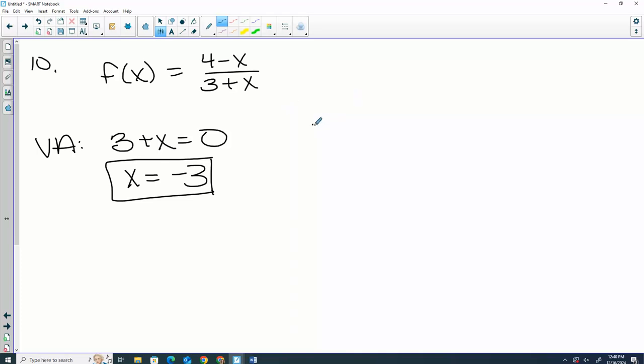To find horizontal, we did the limit as you approach positive infinity and negative infinity. Why did we do both? Because sometimes it doesn't match up. Most of the time it does, but if you're doing things with square roots or piecewise, absolute values, sometimes you could get different answers. So we do need to check both.